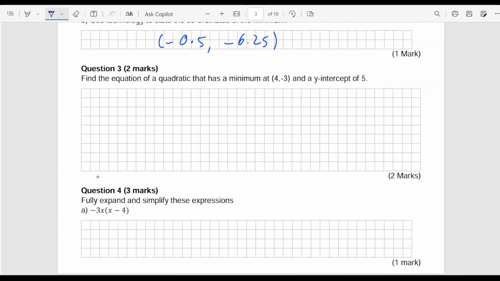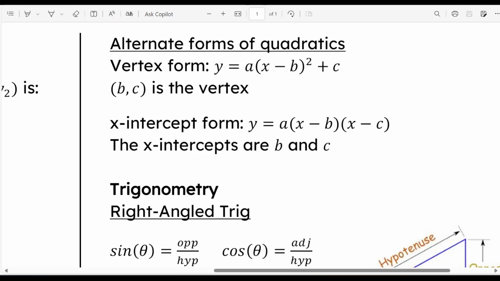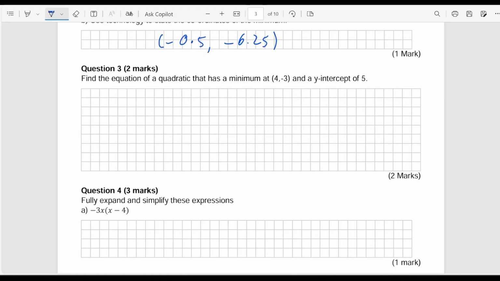Find the equation of a quadratic which has that. So this is the other form of the quadratic. We're looking here at vertex form: a times x take b squared, and then b is going to be that x value, so 4, and -3 for the y value. And then we're going to sub in that point that we want.